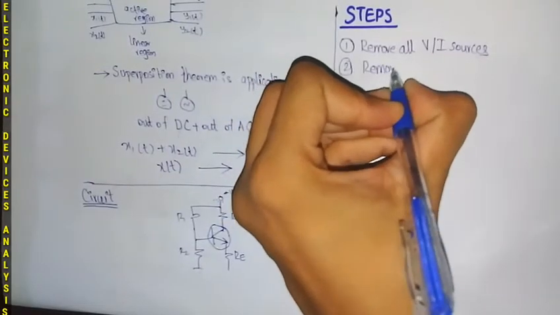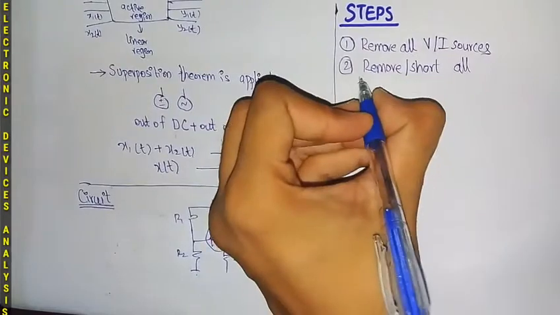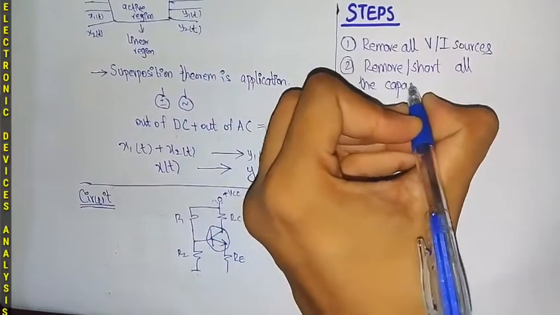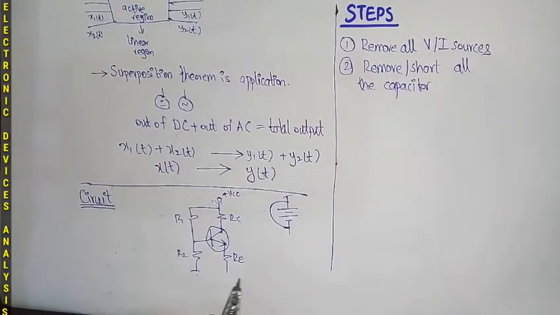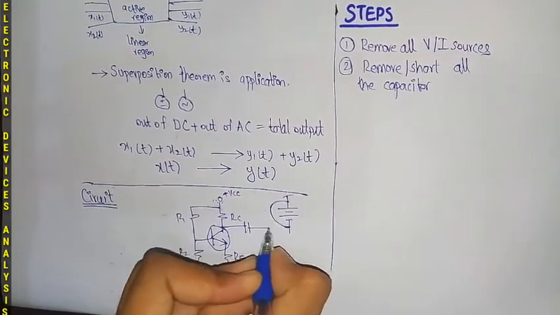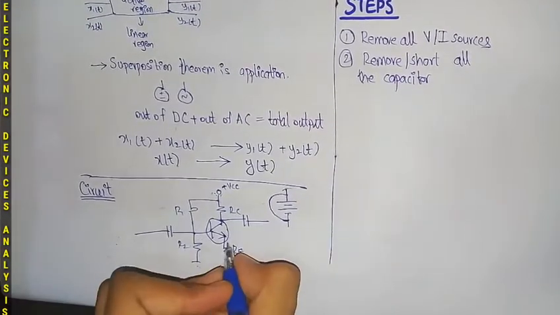The second step is to remove or short all the capacitors. Where are the capacitors in that circuit? Here three capacitors are present at these locations.